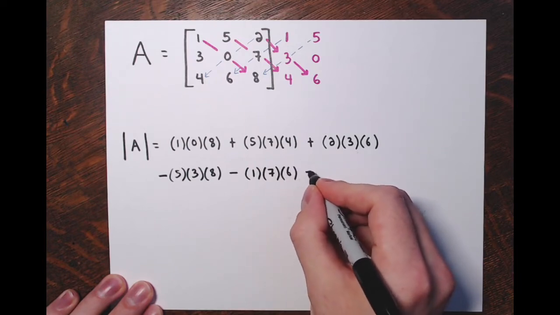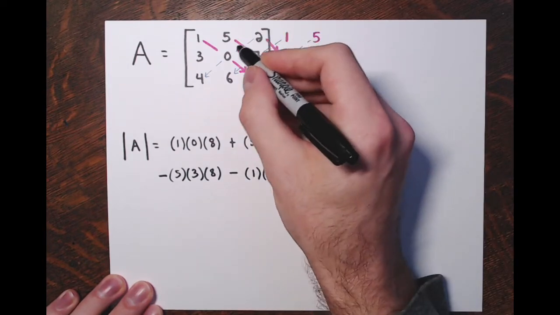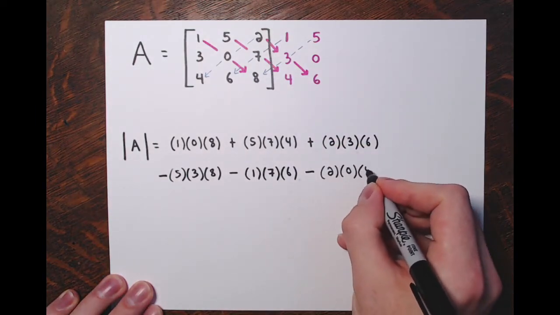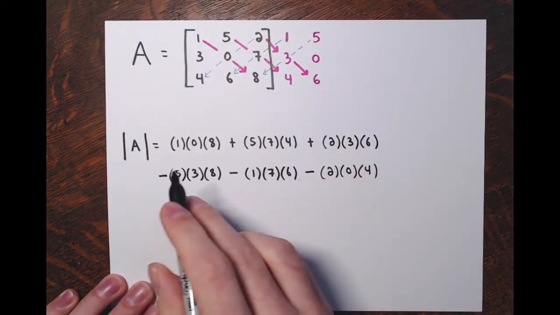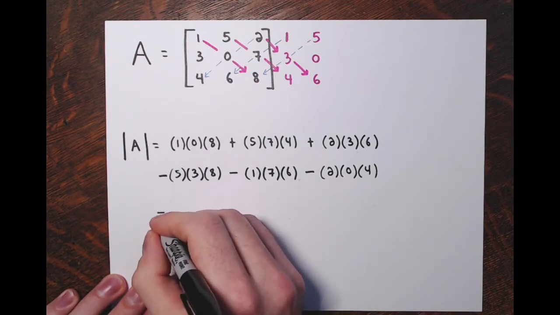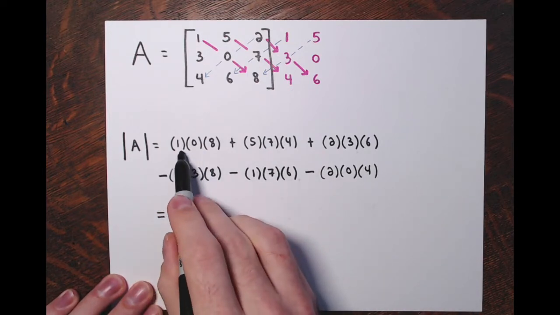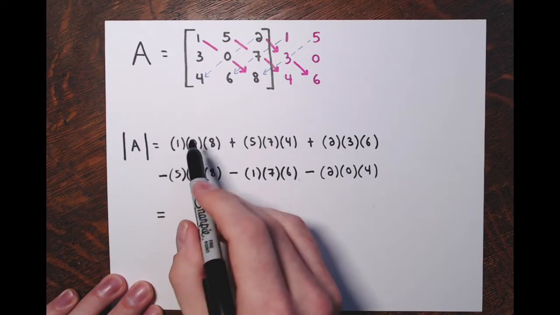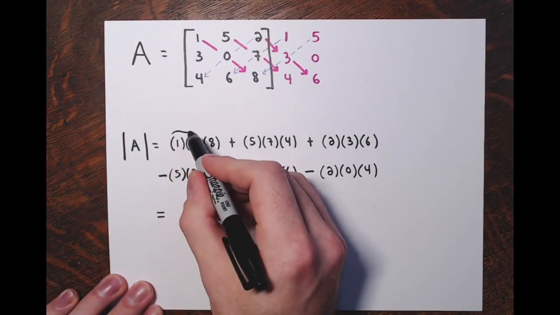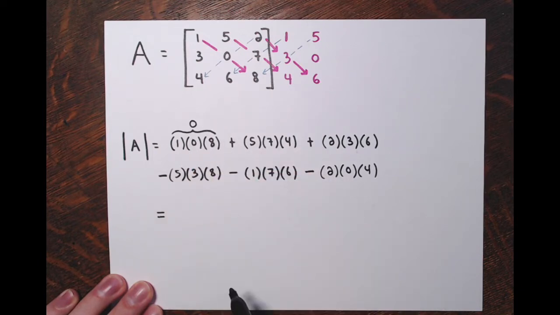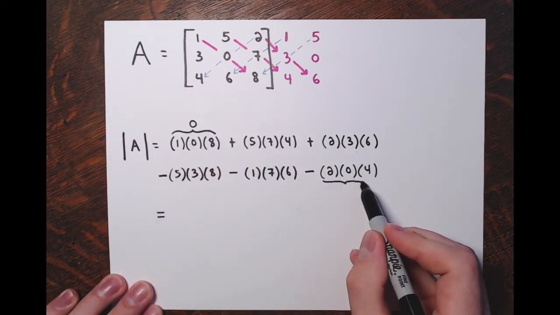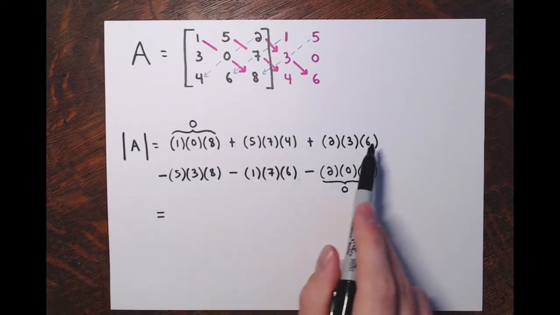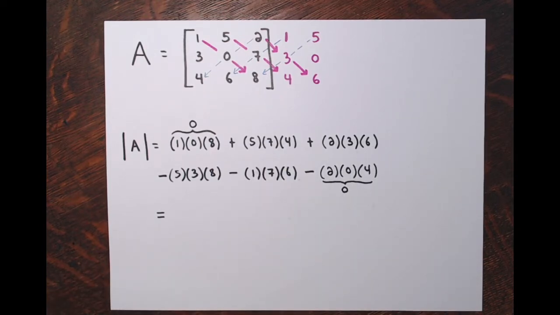And then finally minus again 2 times 0 times 4. Alright. And then we'll figure out these products. Now, anything with a factor of 0 there is going to be nothing. So this product is 0. I'm not going to write it again. This product is also 0, so I'm not going to write that again. But all the other ones have some value.